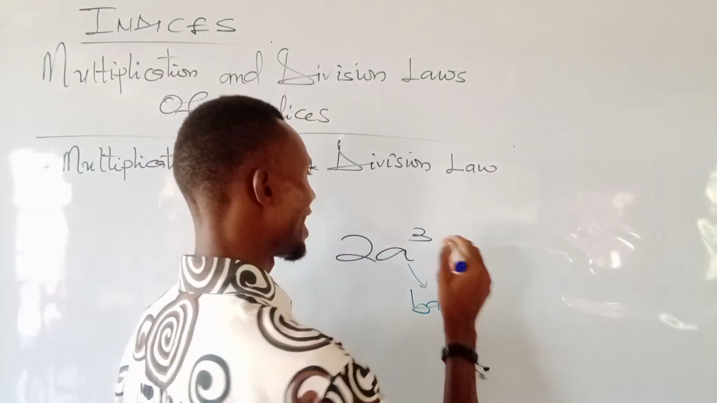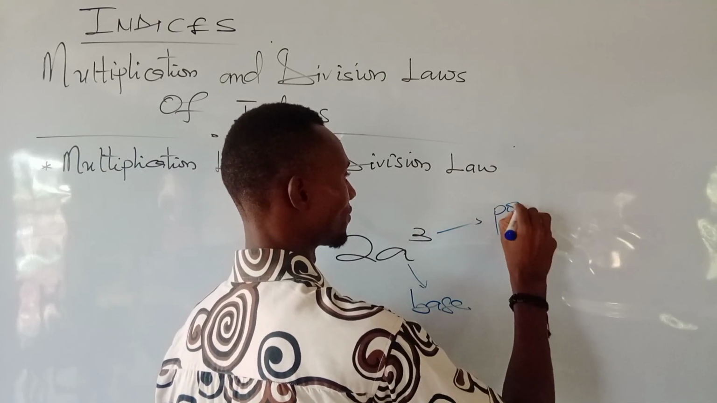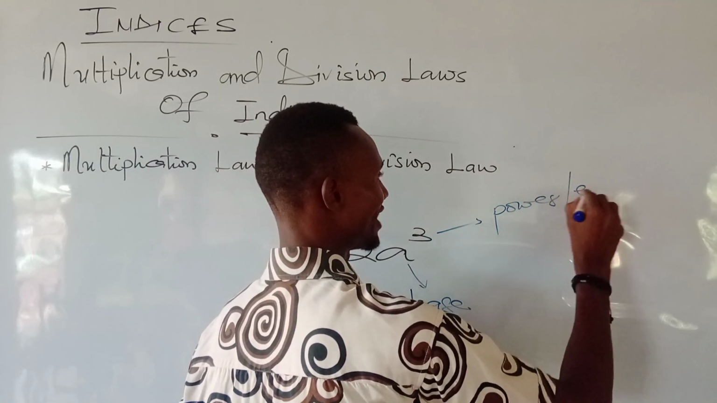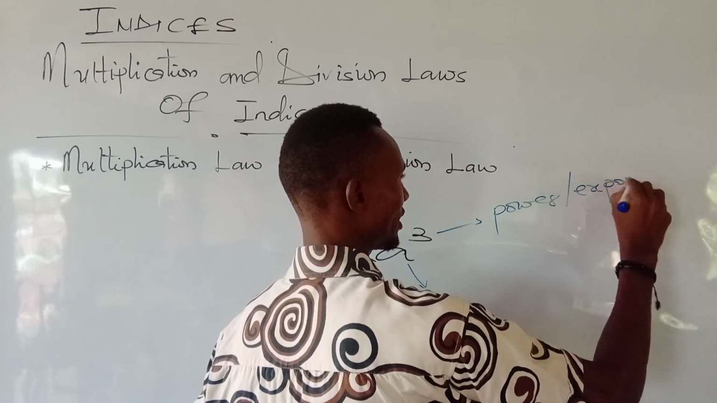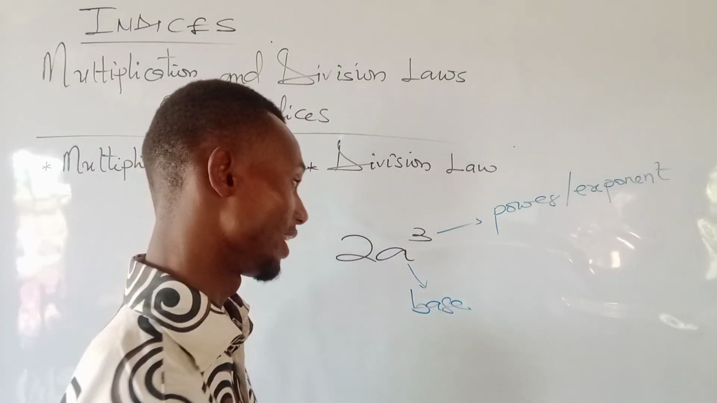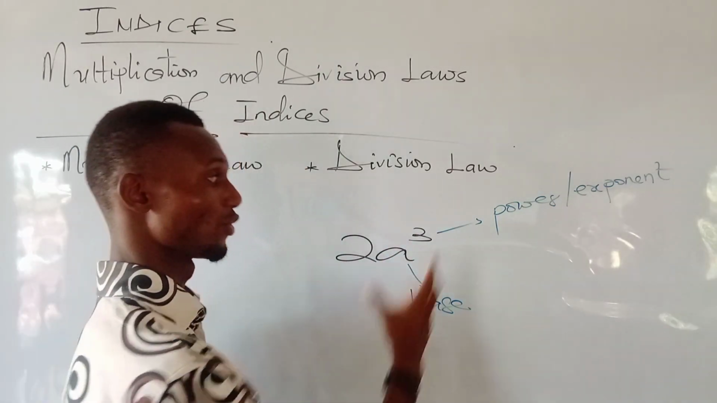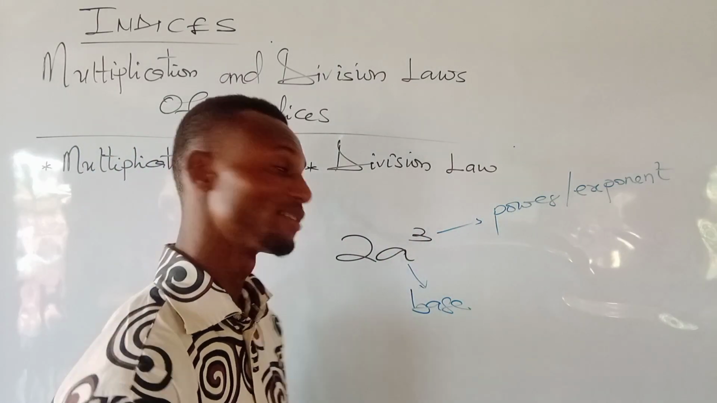So let me write my exponent. This one is called either the power or the exponent, it's the same thing. So you can call it the power or the exponent. It is the number on top of the variable.